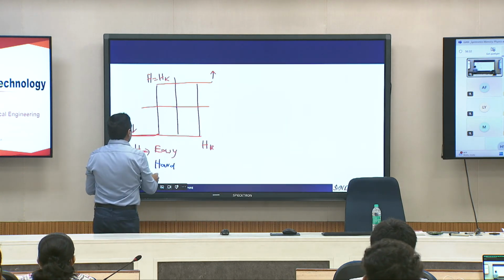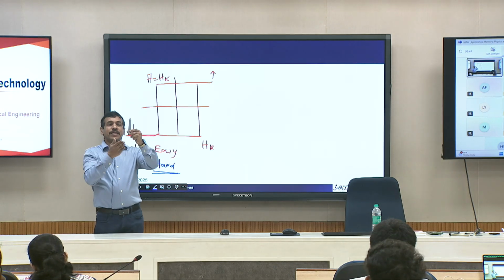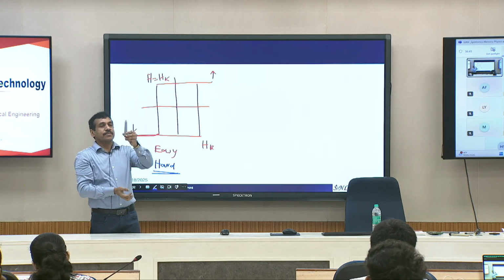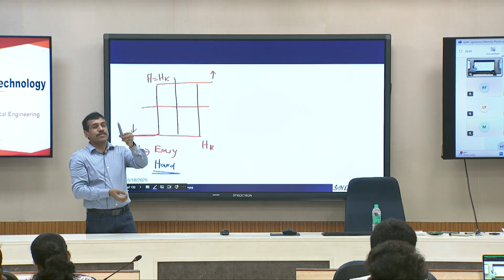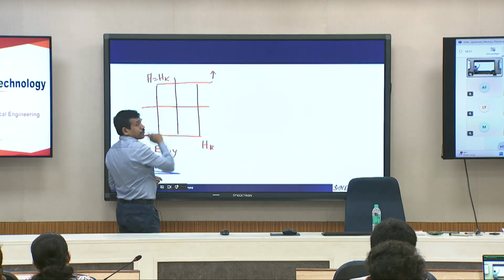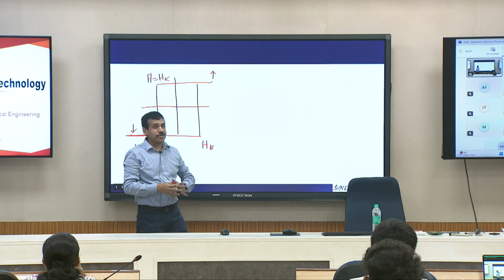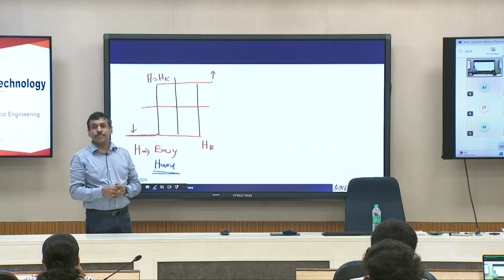Okay, because we are applying magnetic field in the hard direction. Hard direction. Let us say this is the easy direction. Magnetization is like this. So, if you apply magnetic field in the hard direction, the magnetization will gradually rotate along the direction of applied field. So, as a result you will see a straight line. Okay. So, this straight line will meet this red curve at some point. So, which point it will meet?